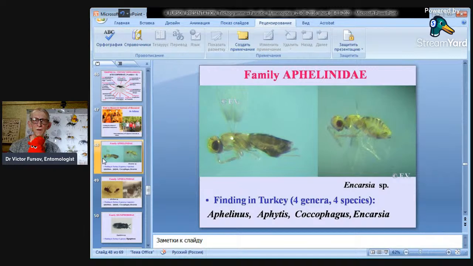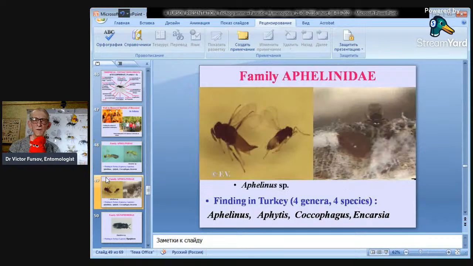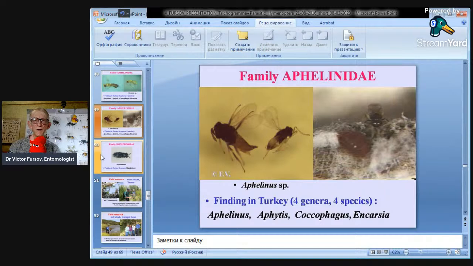Family Aphelinidae are parasitoids of different insects. Four genera were found in our material, including this genus Aphelinus, a parasitoid of different insects, aphids, and other genera as well. Family Signiphoridae.